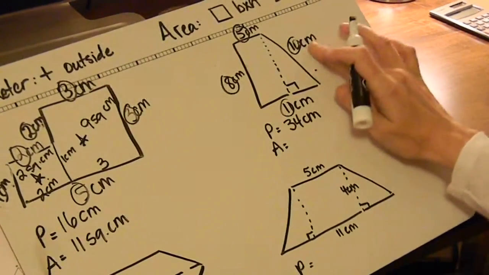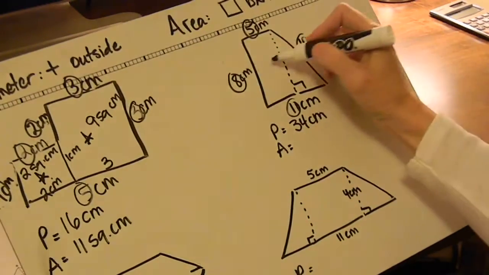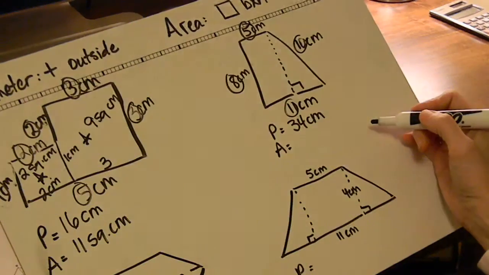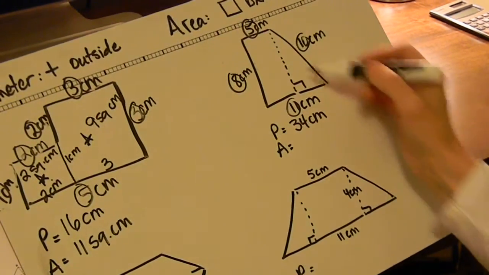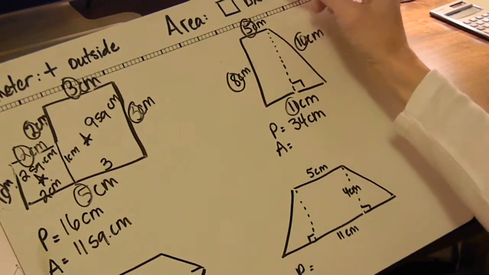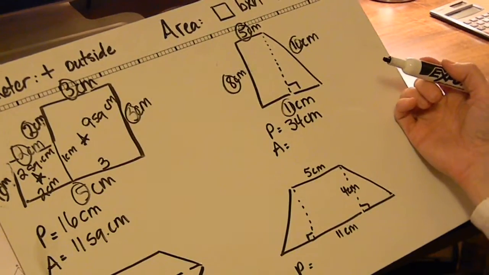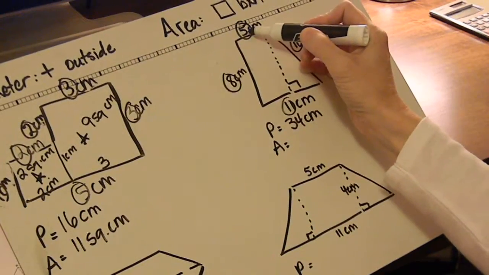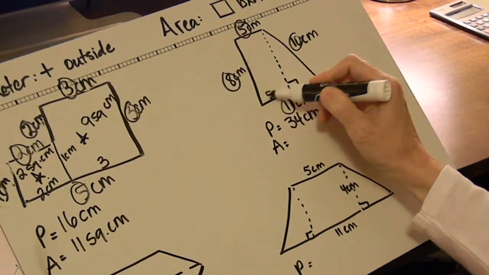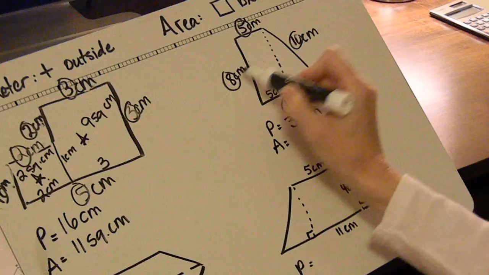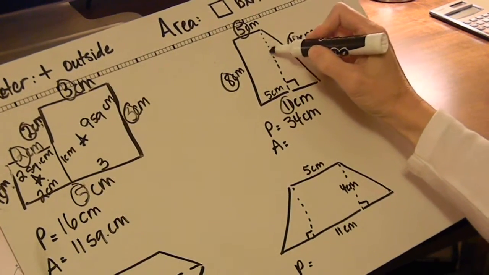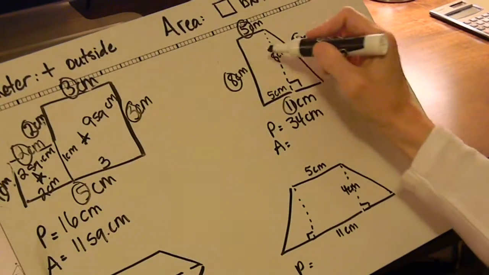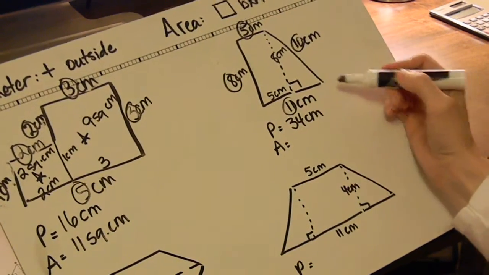Now what we need to do is find the area. The area of this shape is the area of the parallelogram plus the area of the triangle. We know this. Parallelogram, the area is base times height. Features about a parallelogram, opposite sides are equal. So if this is 5 centimeters, that means this is 5 centimeters. And if this is 8 centimeters, that means that this is going to be 8 centimeters. Now, let's find the area of that parallelogram.